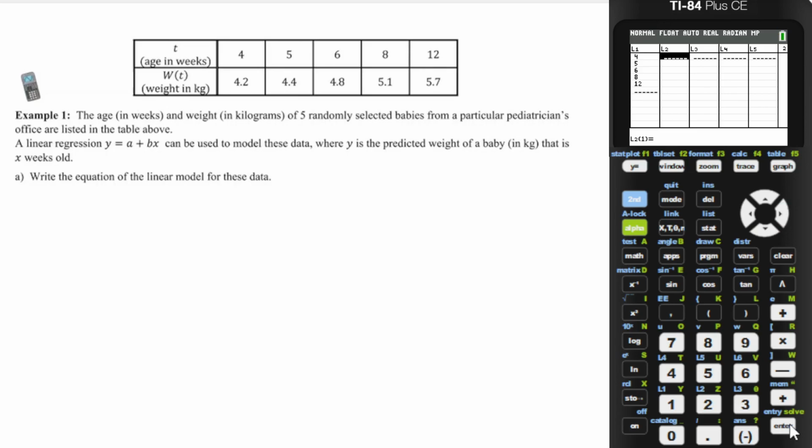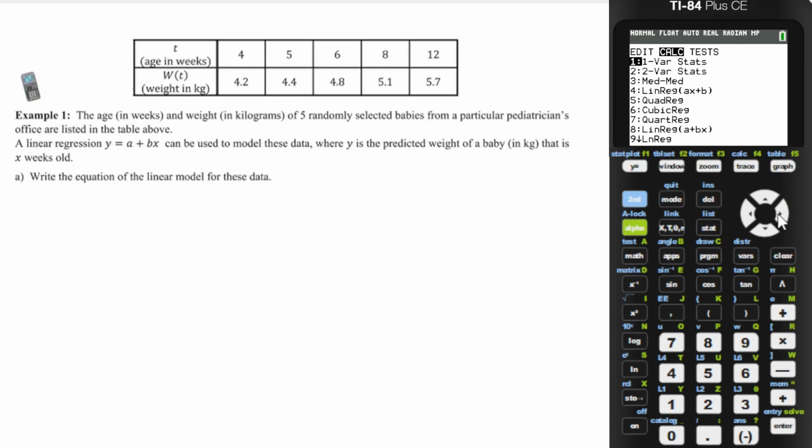Then we'll go over here and type in our weight data. 4.2, 4.4, 4.8, 5.1, and 5.7. We type all of that in, and then we've got our data in our lists, right? We've got what we're looking for. Now we need to ask it to generate an equation of best fit, and we want that to be a linear equation. So we're going to stat calculate, because we want to calculate that best fit line, and we're thinking linear regression ax plus b or a plus bx.